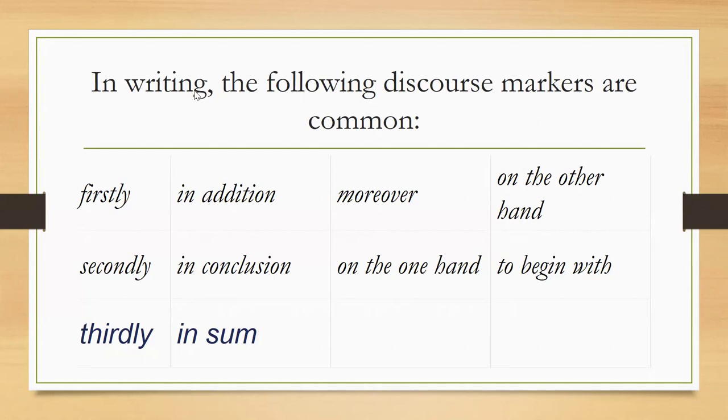Now, in writing, the following discourse markers are common. So you can start with firstly when you are expounding the point. Firstly, secondly, thirdly. In addition, moreover, on the other hand, in conclusion, on the one hand, to begin with, in sum or in summary. And I like the examples Esther suggested. Nonetheless, nevertheless, these are common discourse markers we use in our everyday writing.